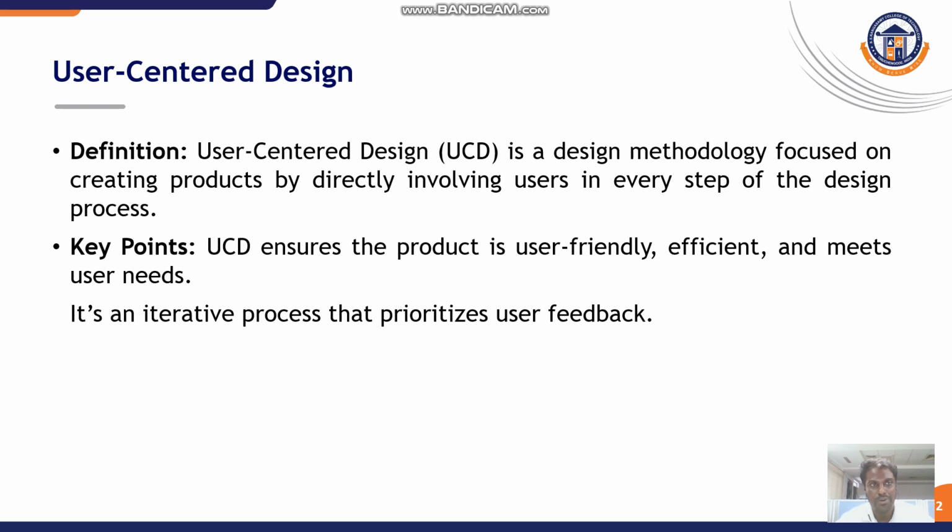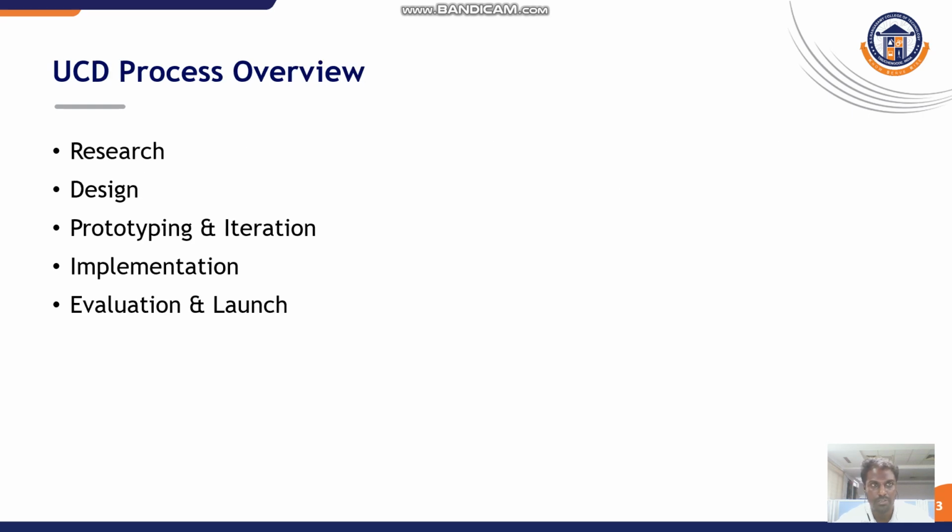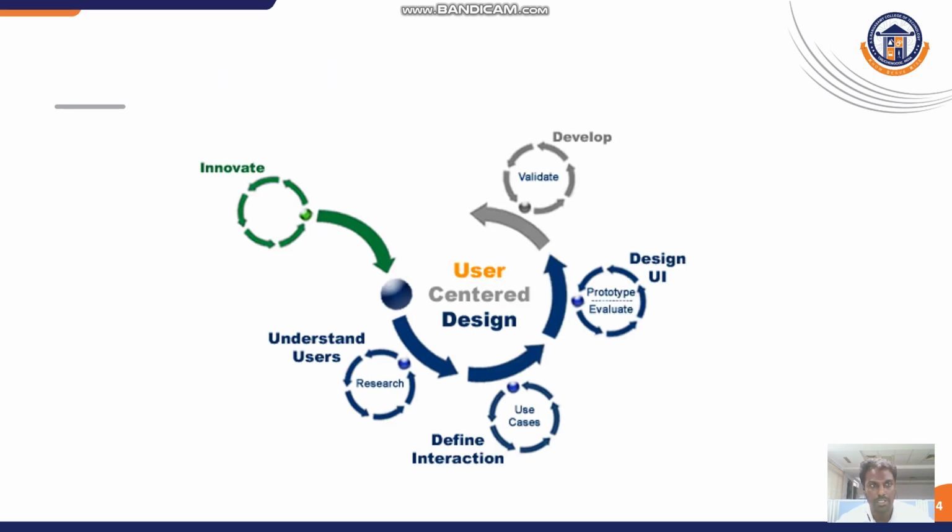And as we know, it is an iterative process, because at each and every step we have to incorporate the changes recommended by the user into our product. So these are all the main areas that we are going to see in today's topic. How is the process going to happen? Research, design, prototyping and iteration, implementation, evaluation, and then launch. Let us see them one by one.